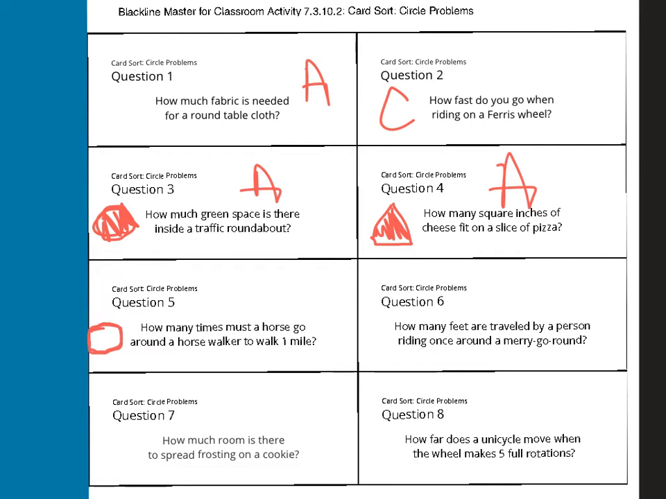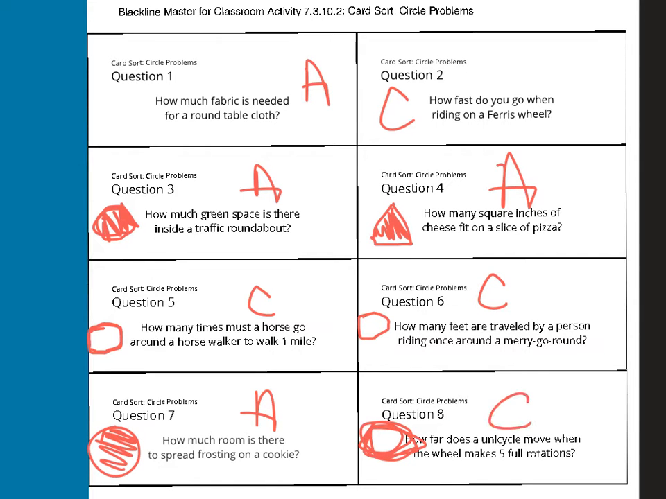Number 5, how many times must a horse go around a horse walker? So we're walking around, so that's circumference. Number 6, how many feet are traveled by a person riding once around the merry-go-round? So we're going around once, that's circumference again. Number 7, how much room is there to spread frosting on a cookie? We put frosting on it, so we're covering it up, so that's area again. And number 8, how far does a unicycle move when the wheel makes 5 full rotations? So 1, 2, 3, 4, 5, so that's circumference.